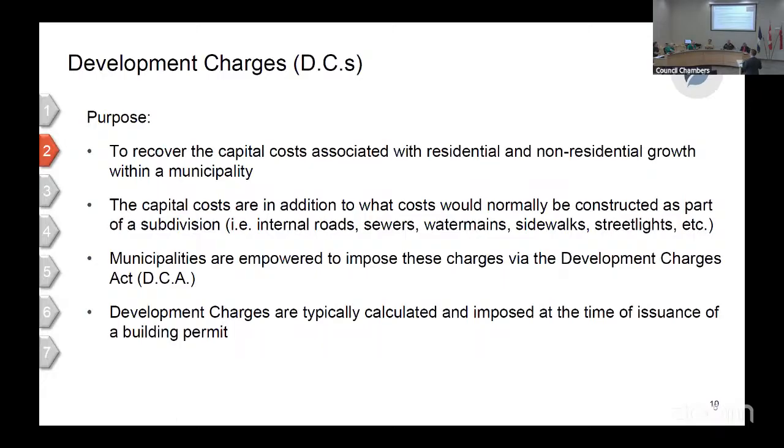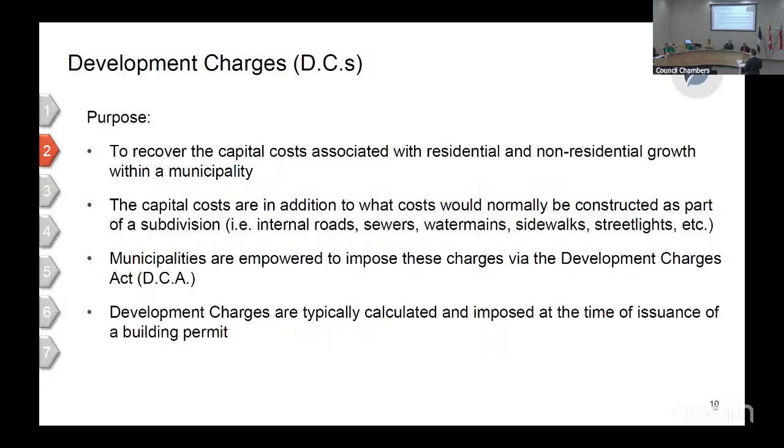So development charges are a revenue tool used by municipalities to cover the capital costs associated with new development. We have new homes coming to the township. We have new businesses, and because of those homes and businesses, we need to build infrastructure to accommodate that development. Development charges are to recover those costs. They're in addition to what a developer would normally pay for as part of their subdivision. So you think about a subdivision, internal roads, water mains, sewer mains, developer builds those. The development charges are to recover the capital costs for the broader infrastructure to connect those developments to the township.